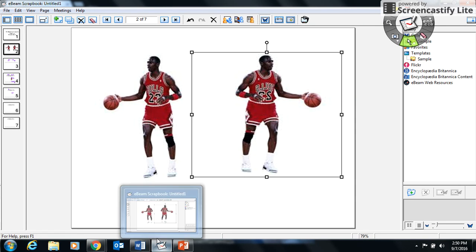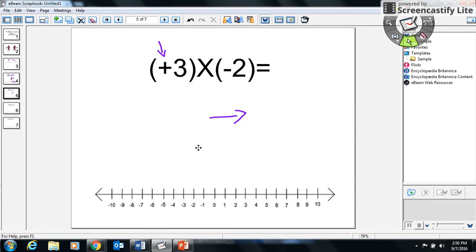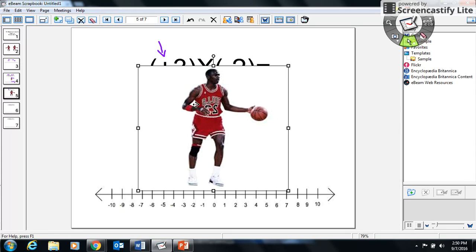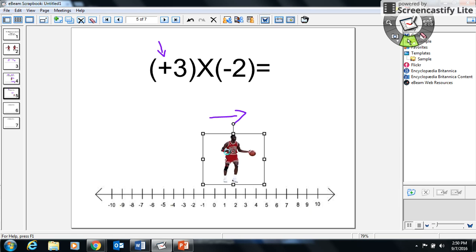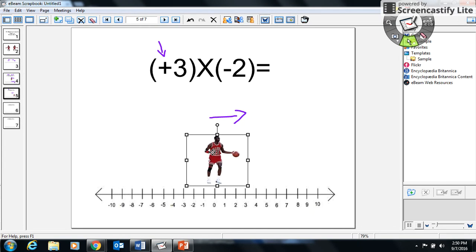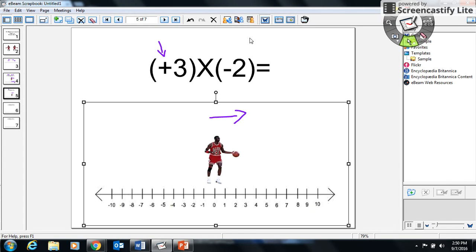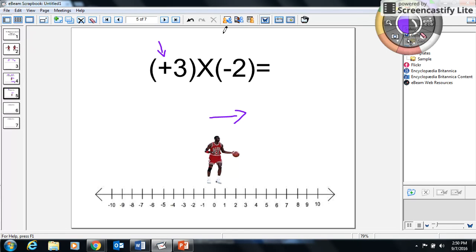I'm going to copy him, go back here, I'm going to paste him in there. I'm going to shrink him down so he's easy to move. I'm going to put him at 0 because he's neutral, he's facing that way. Beautiful. Now the next number tells me how many dribbles he's going to take. So I know he's going to take 3 dribbles. What I don't know is, is he going forward attacking, or is he going backwards, a crab dribble to create space?